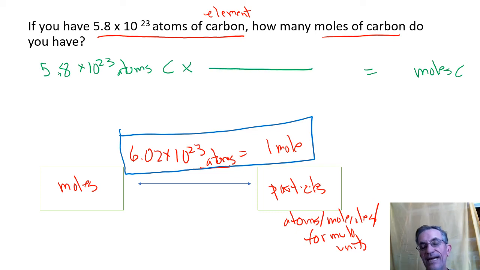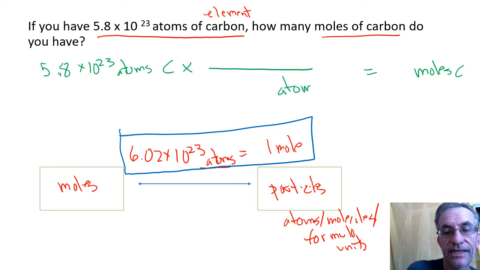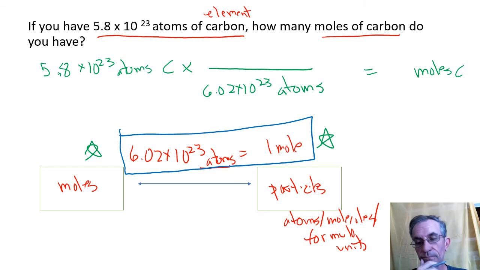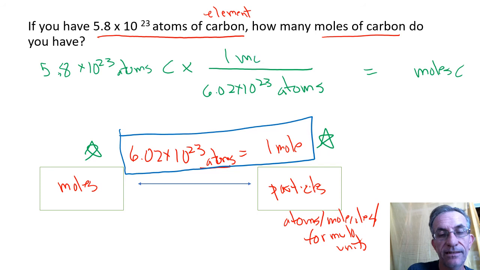We're starting off with atoms. So if you want atoms to cancel, go away, atoms. I don't want you, atoms. Where would I put atoms to cancel? Bottom. And then look at your conversion factor. Everything follows along. As soon as you write atoms on the bottom, you write 6.02 times 10 to the 23 on the bottom. And then you got to write the 1 mole on top. It should look like this.